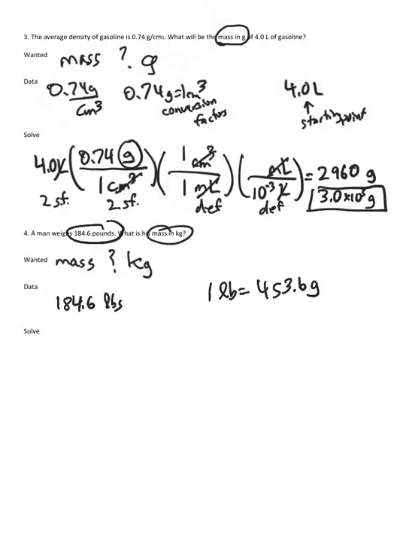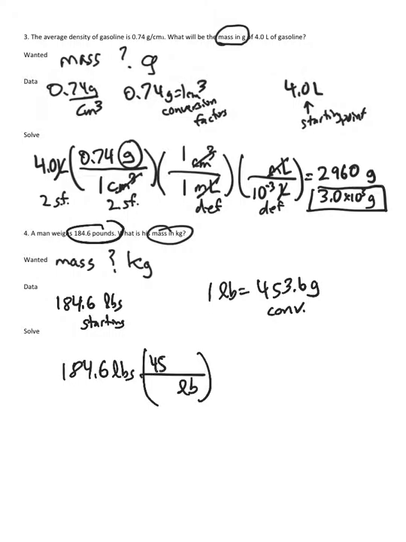If you know some other conversion factor directly between pounds and kilograms, you can certainly use that. But I'm wanting to use this one to show how we might have to have multiple steps in a problem. So this is going to be my conversion factor, this equivalence, and the 184.6 is going to be my starting point, my given. So 184.6 pounds. A pound is the same as 453.6 grams, because I wanted pounds to cancel pounds.